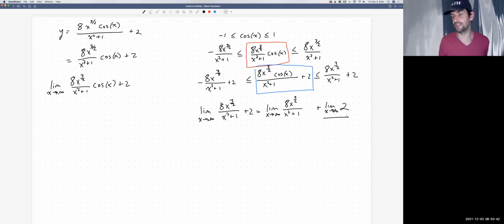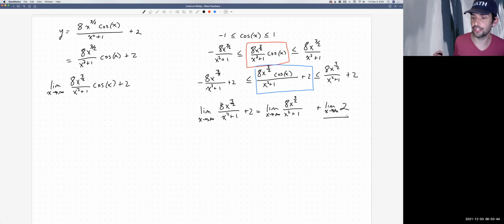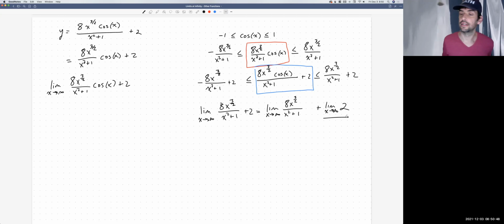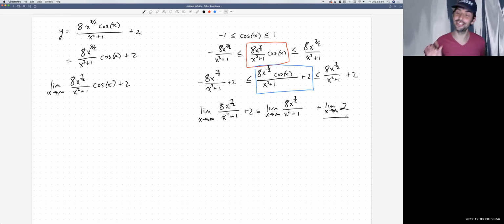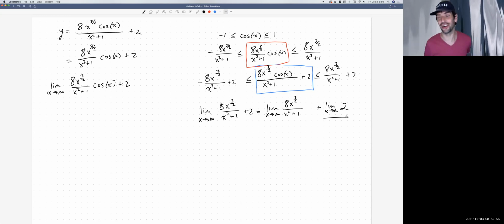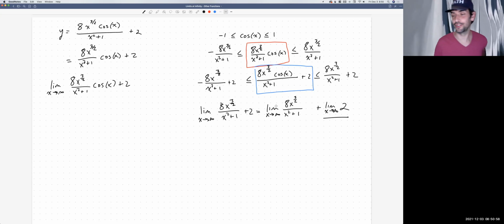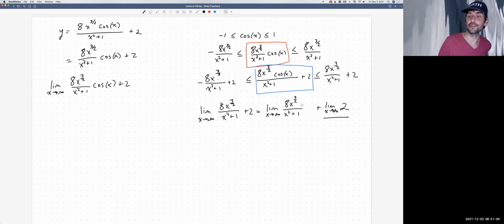Okay, so this part's easy, right? We know that 2 doesn't change depending on the value of x. So this limit's easy, it's 2.